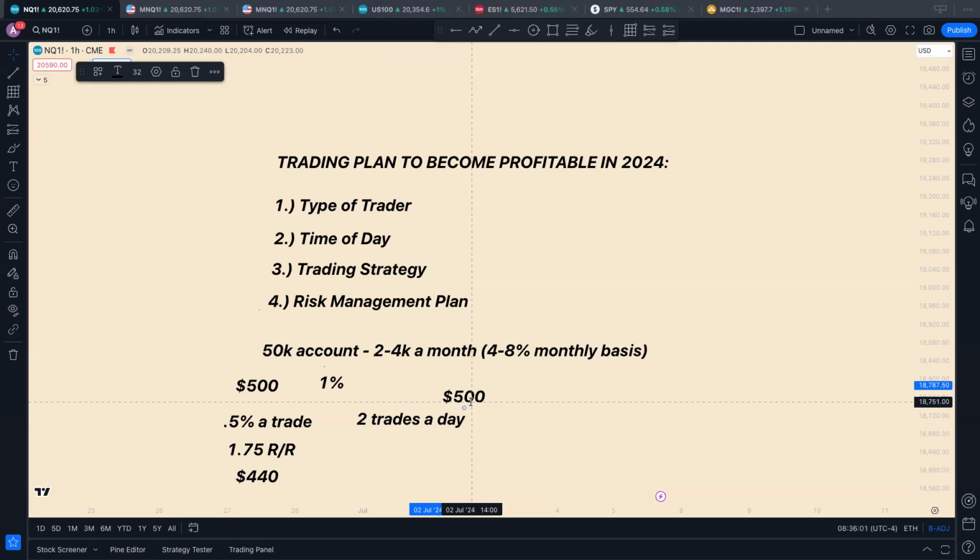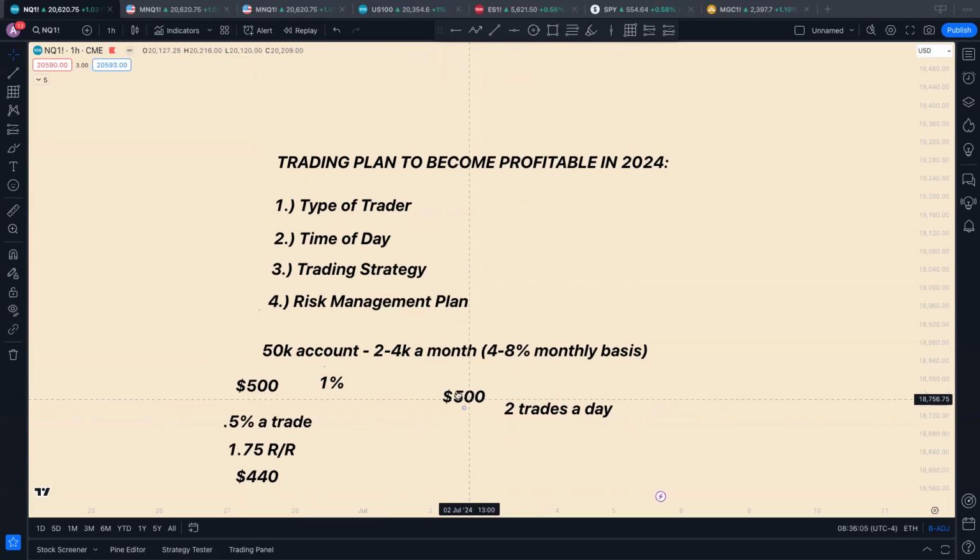So if my max pain point is $500, that way, if I have a bad day where I lose 2 trades in a row, I will call it a day. I won't take any more trades, right? If I take one trade, I risk 0.5%, and I got a 1.75 risk reward on average, and I'm up 440, I'll call it a day, right? I've only taken one trade for the day, and I'm done. I don't need to risk giving back any more profit. Even if I see another A+ setup, majority of the time, I'm not going to take it.